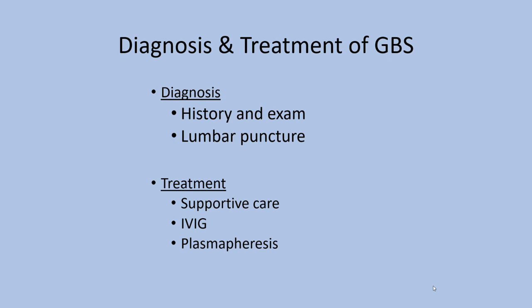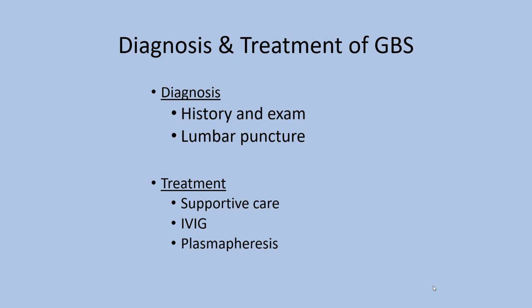Diagnosis and treatment. Of course, we're going to ask about the history. We want to know if they had an infection over the last few weeks. And then we'll also ask them about whether or not they've had progressive weakness of 2 or more limbs, if they've had neuropathy. We'll look at reflexes and if they have reflexes or not. And then, definitely find out if they've had that recent viral or bacterial infection.